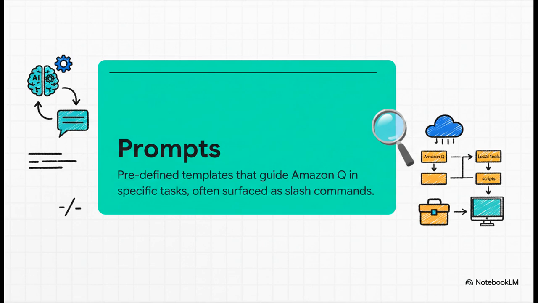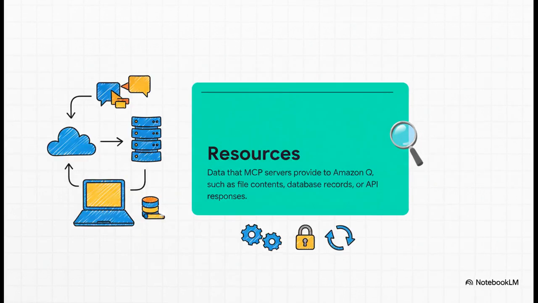Next up are prompts. Think of these like predefined templates or shortcuts. They help guide Amazon Q on specific tasks, and they often show up as these really convenient /commands in the chat, which makes triggering complex workflows way easier. And finally, we have resources. So if tools are the verbs, then resources are the nouns. This is the actual data your MCP servers are providing to Amazon Q. Things like file contents, database records, or API responses that give Q the context it needs to get the job done.